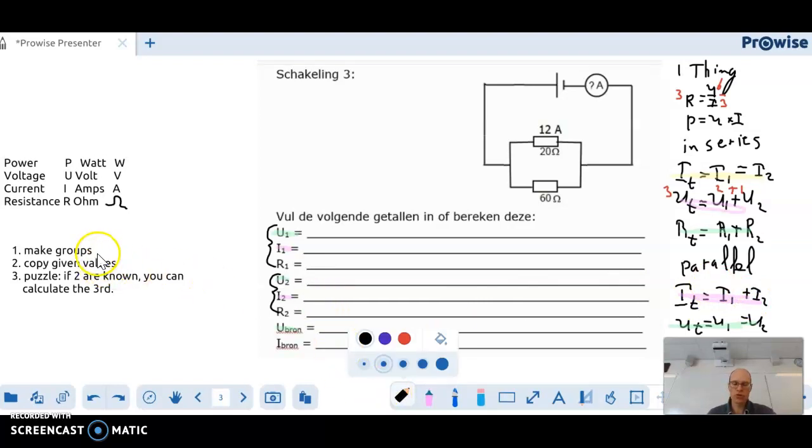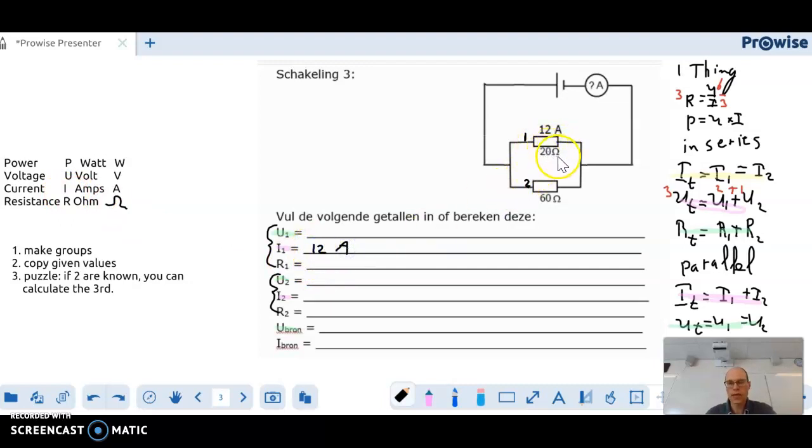We have made our groups for right now, and then we need to copy the given values. What do we have? Well, we need to give them names, and most of the time 1 is the top one and 2 is the second one. It doesn't really matter. Then we have the 12 A, and the 12 A belongs next to the 1, and the A is amps, that's current I. So I1 is 12 amps.